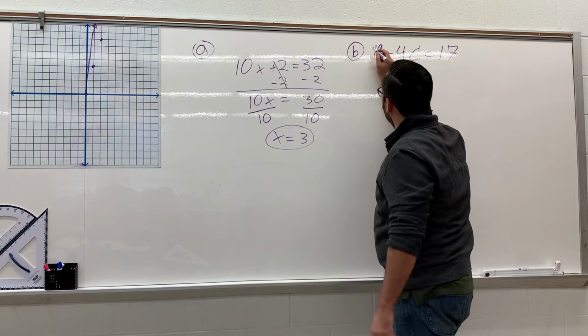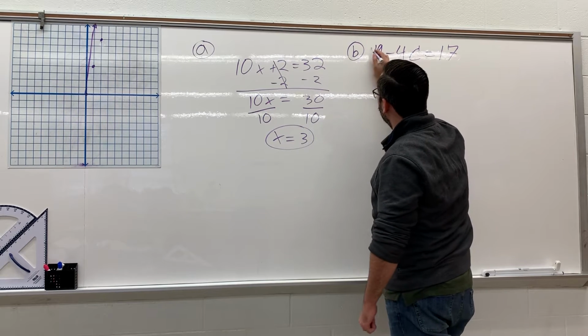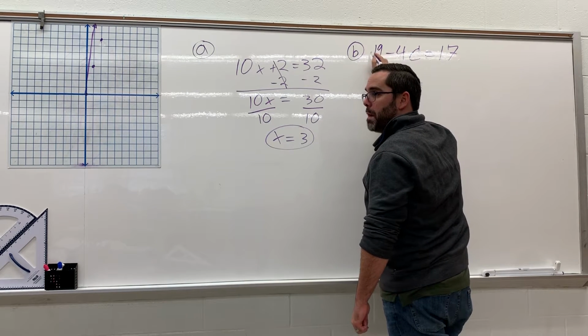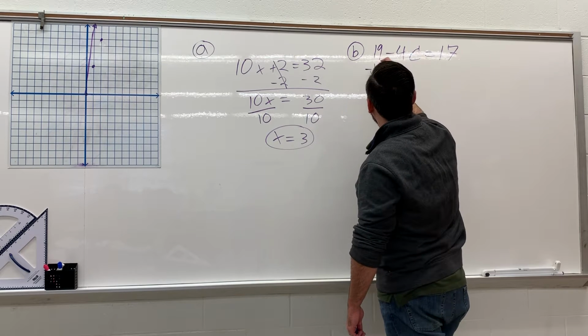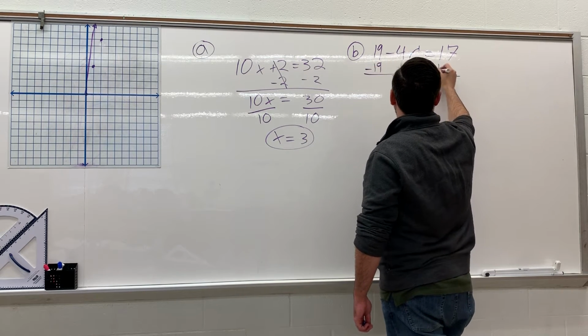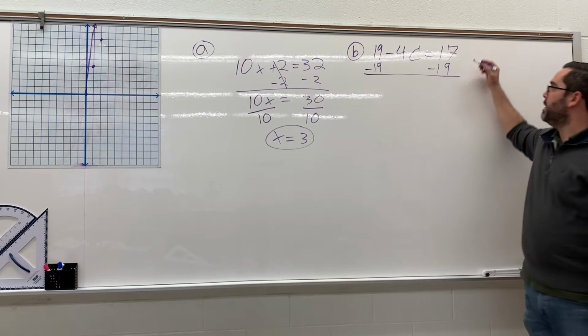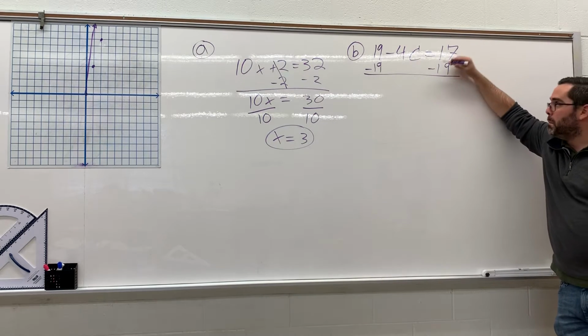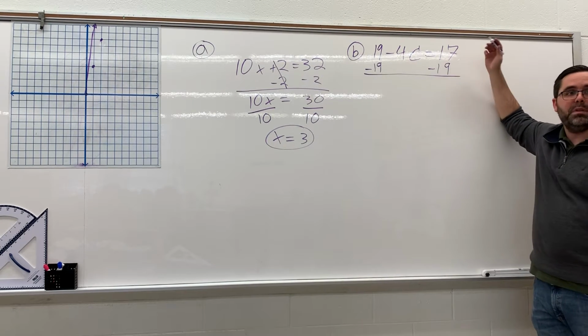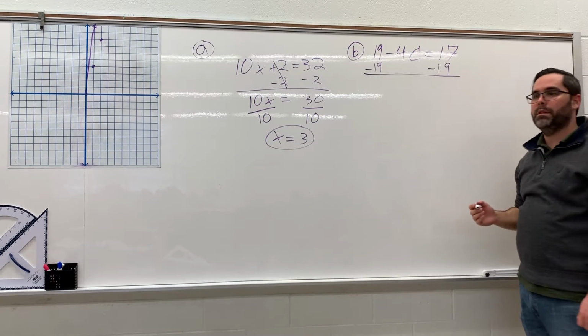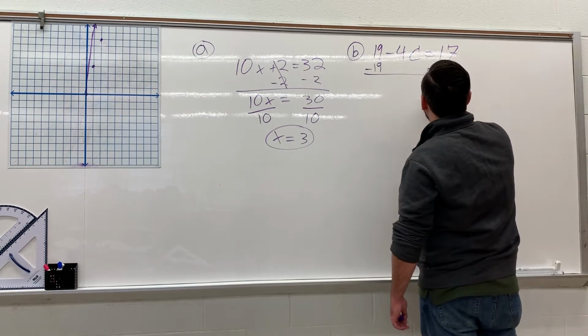No, it's whatever's over here, right? What do we see here? Nothing, so it is positive. So I do negative 19. All right, what does this mean? This means 17 minus 19 or 17 plus negative 19. Either way, we end up with negative 2.